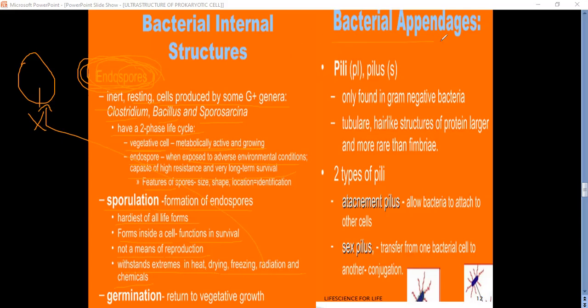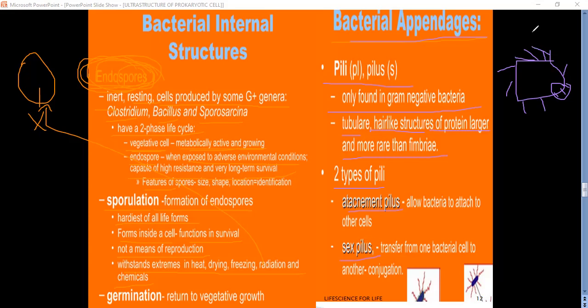Now, external bacterial appendages. These external bacterial appendages include, first, the pilus. A bacterium has a small number of appendages called pili, found only in gram-negative bacteria. They are tubular, hair-like structures of protein. Fimbriae are another type of appendage, and compared to fimbriae, pili are somewhat larger. Two types of pili are present: attachment pili and sex pili.